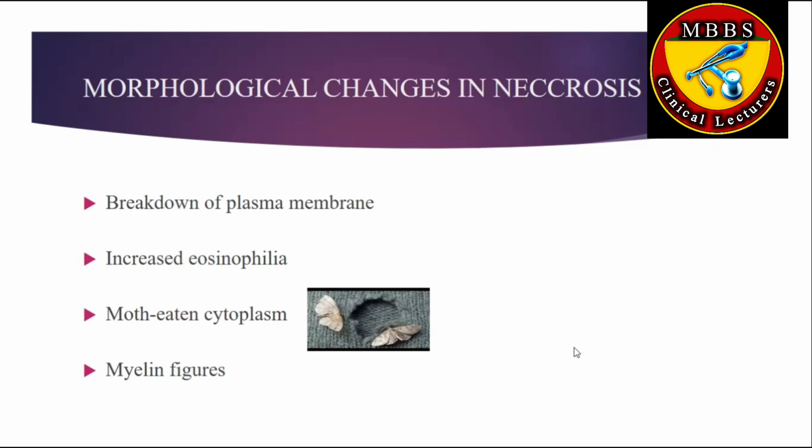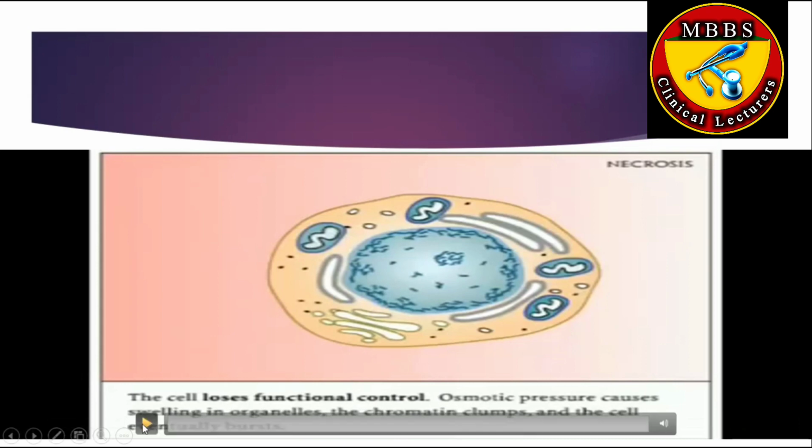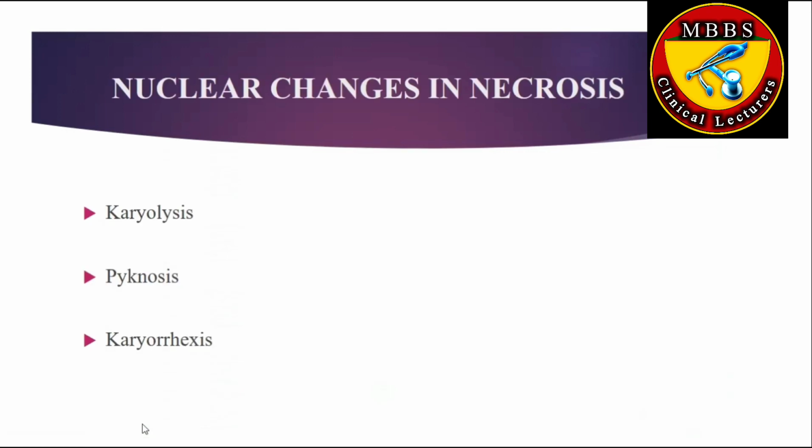So these are all the morphological changes in case of necrosis, that is the breakdown of the plasma membrane, increased eosinophilia, moth-eaten cytoplasm, and the myelin figures. So this is the video showing how the cell loses functional control in case of necrosis.